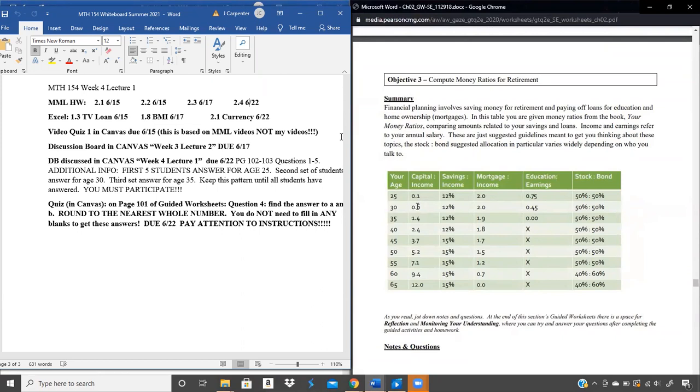Now these numbers get bigger and bigger as you get older and older, eventually to 12 when you're 65. Now you might be thinking, how am I supposed to have 12 times as much money set aside if I'm only making 1 times that? If I make $100,000 a year, how am I supposed to have $1.2 million set aside? Well, that's because it's not just taking the money you made that year, it's the money you've made for the last 20 or 30 or 40 years of working.